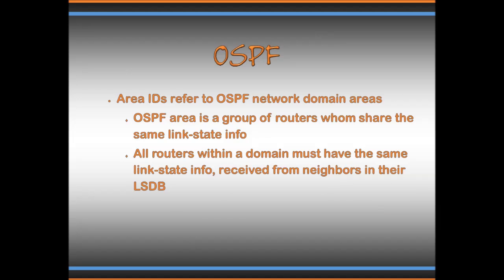Next, we'll discuss area IDs. In OSPF, these refer to a network domain. An OSPF area is a group of routers that share the same link state information. In order for these routers to work properly within this domain, they must all have the same link state information, and it must be received from neighbors in their link state database.